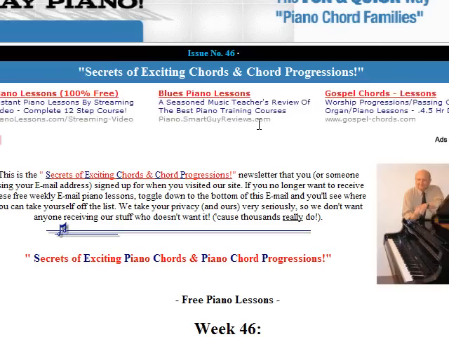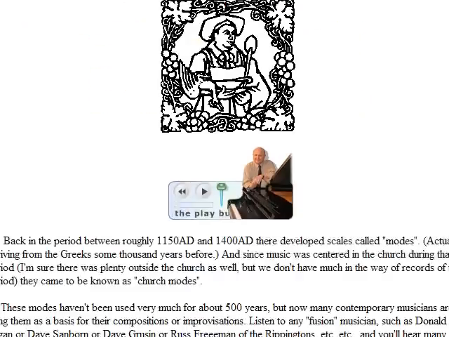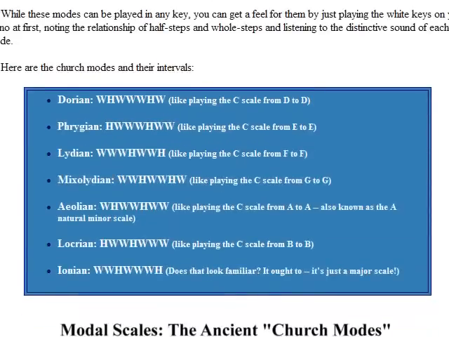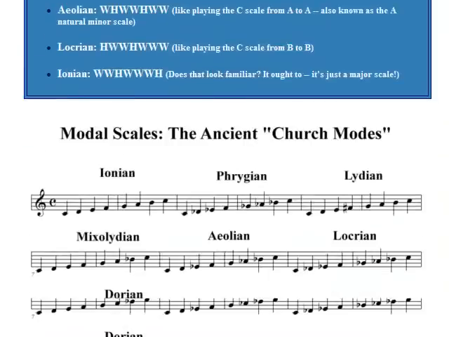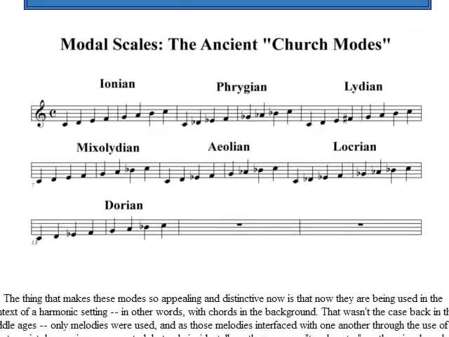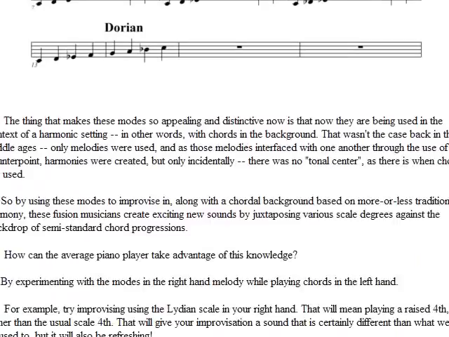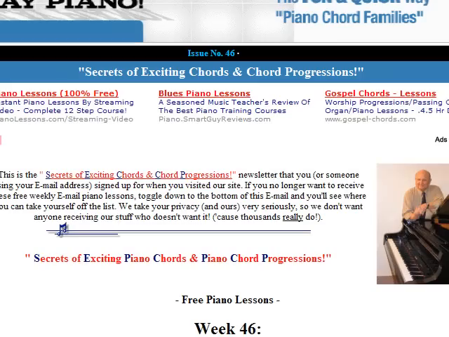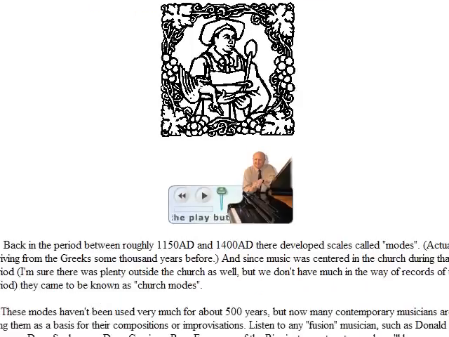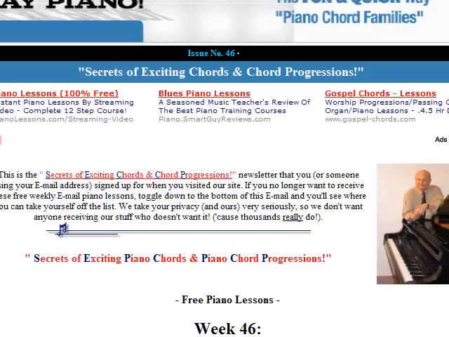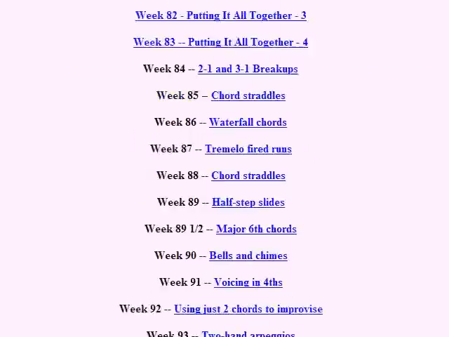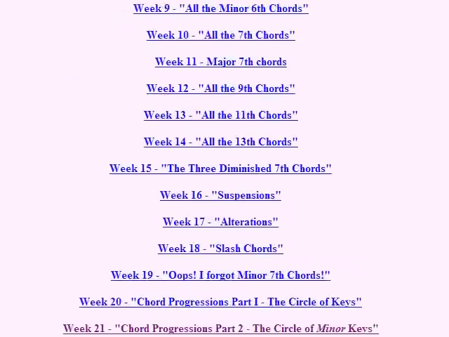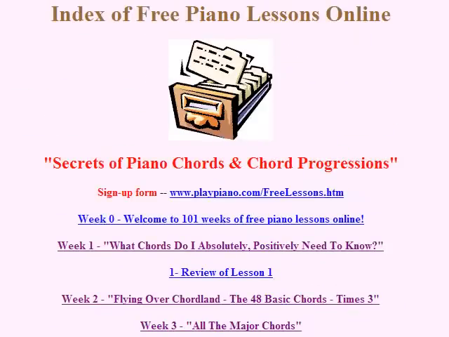So let me just show you what modal scales are. Those are the scales such as Dorian, Phrygian, Lydian, Mixolydian, Aeolian, Locrian, Ionian, and so on. They're called the ancient church modes, but a lot of jazz musicians and fusion musicians use them. And of course, again, I walk you through either audio or video. They all have either audio or video. Some have both. So anyway, it keeps you going for a long, long time. It'll probably take a couple of years to get all through that, and it's all free.